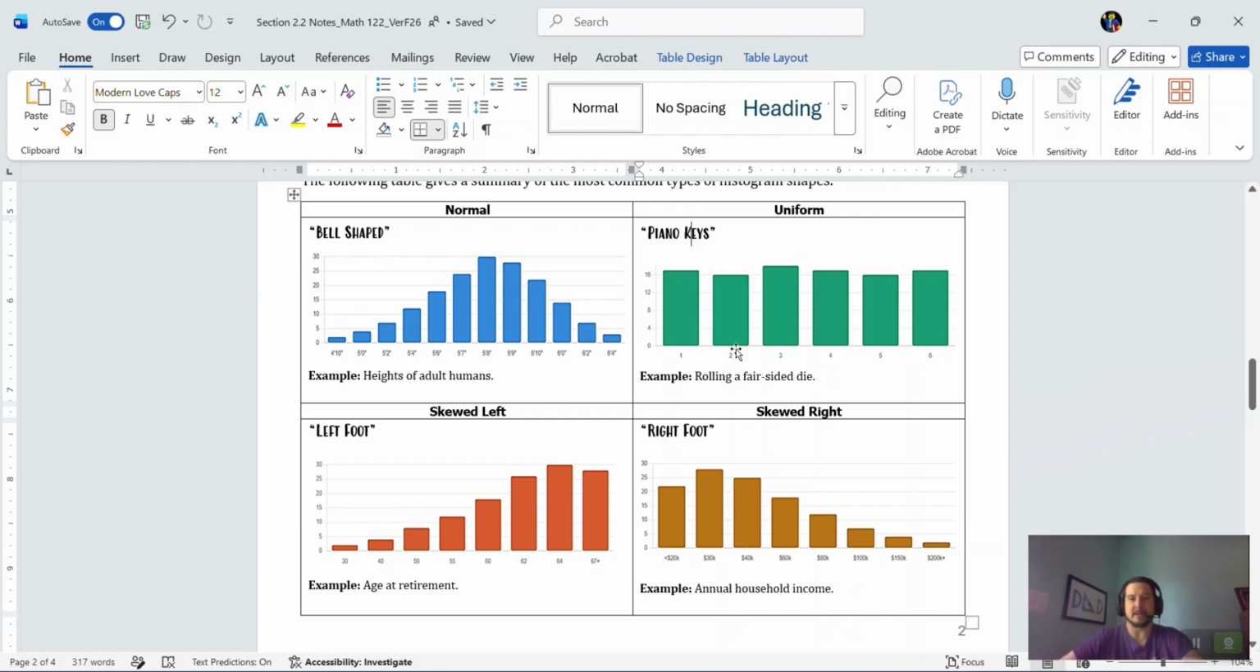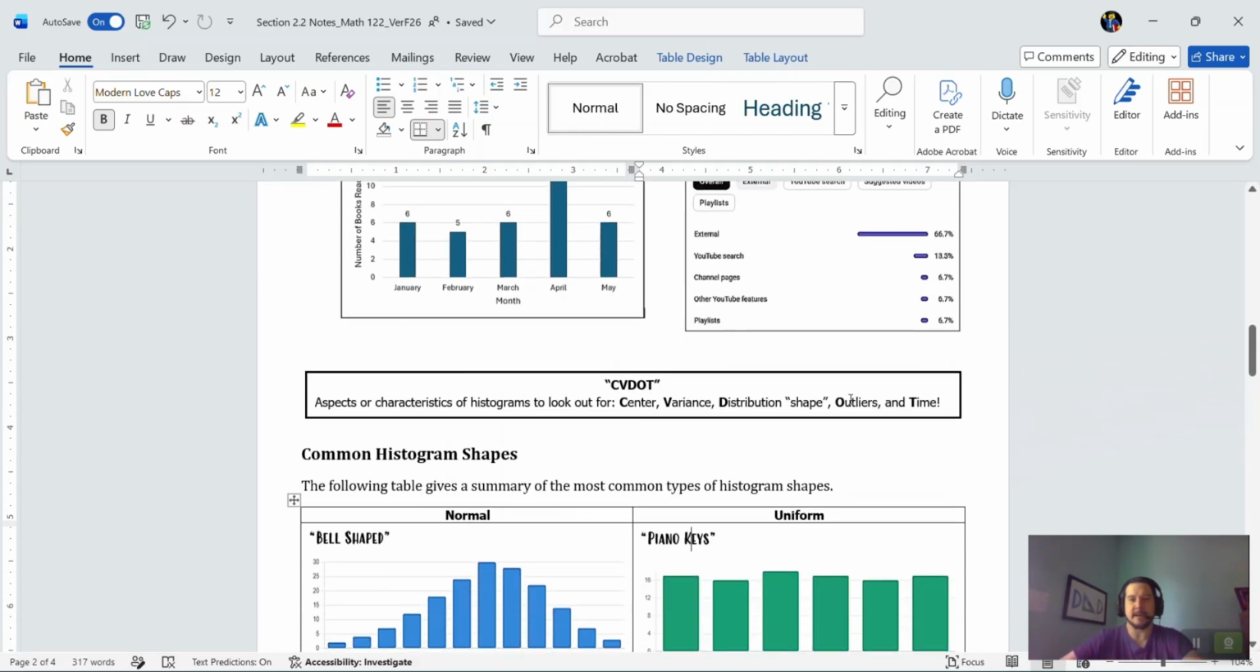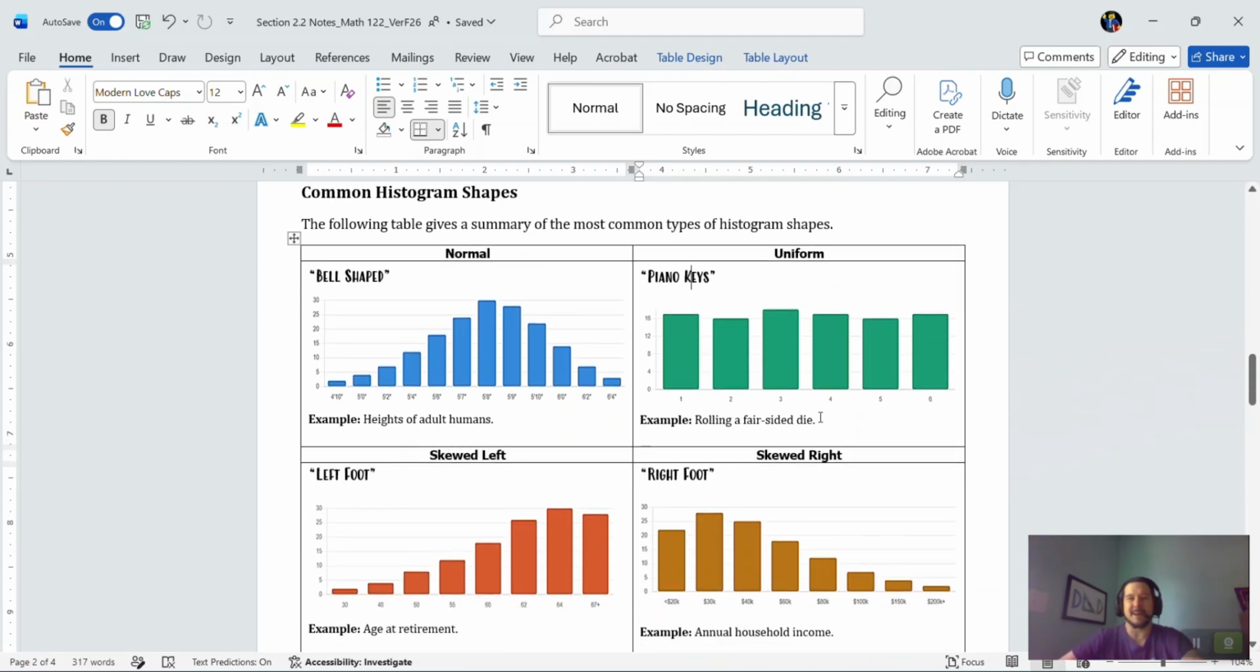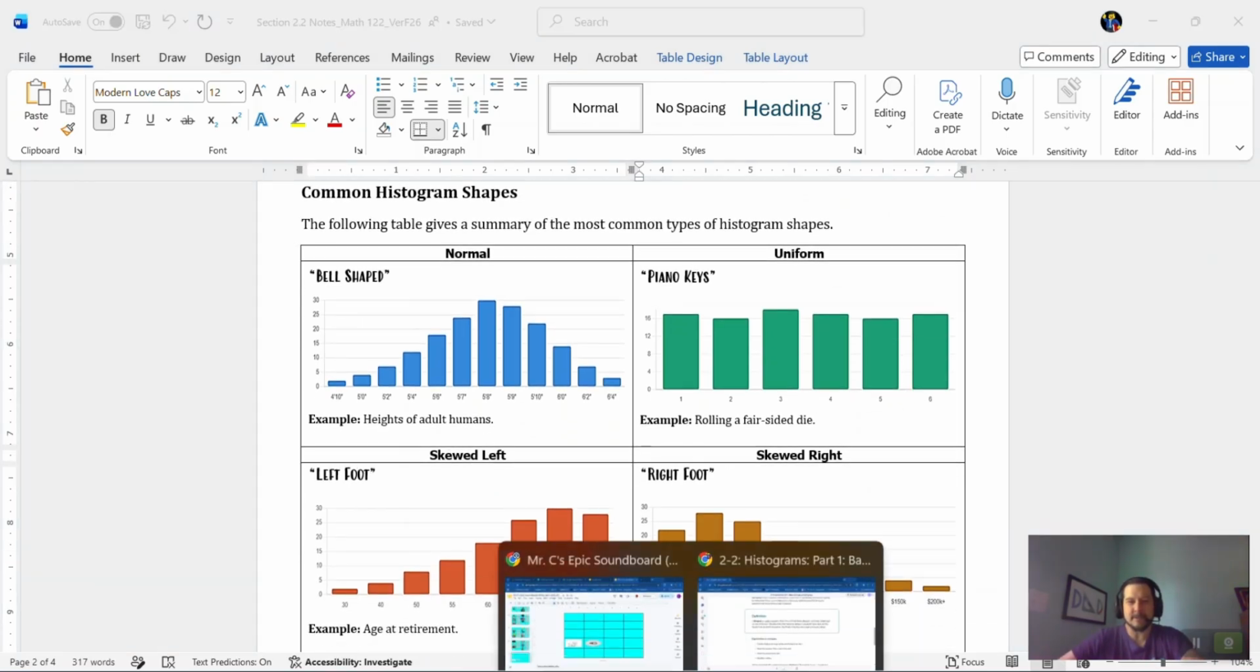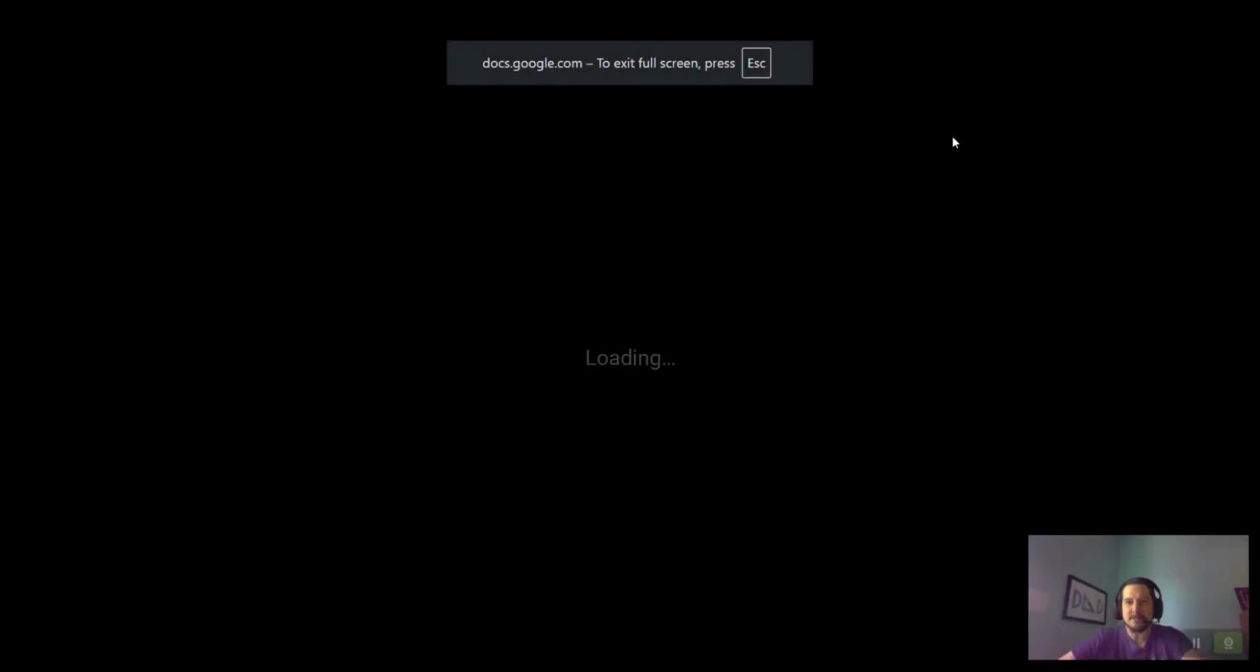So if you think about a fair-sided die, it has a side with 1 dot, 2 dots, 3 dots, 4 dots, 5 dots, and 6 dots. No CV dots. Yeah, what should I do with that? Let me do this.